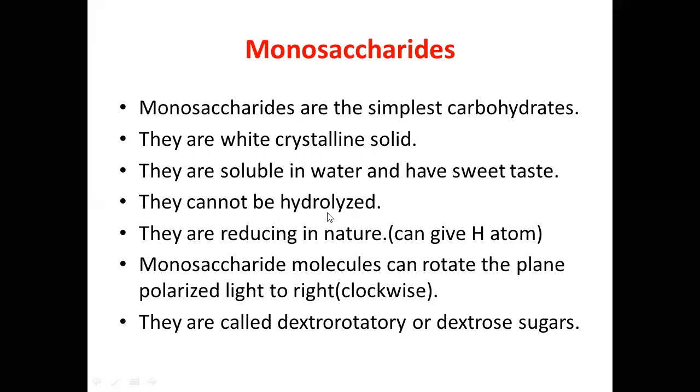They are reducing in nature. Reducing in nature means that they can give up a hydrogen atom. By losing a hydrogen atom they themselves get oxidized but reduce other substances. That's why we call them reducing in nature. So all monosaccharides are reducing in nature because they contain an OH group at carbon number 1, and they can give that hydrogen atom, so they can be easily oxidized and reduce other substances.